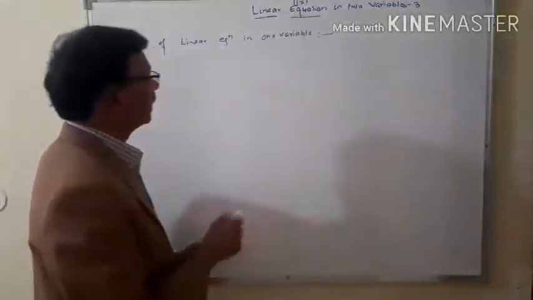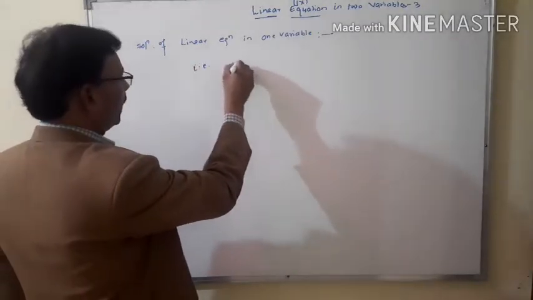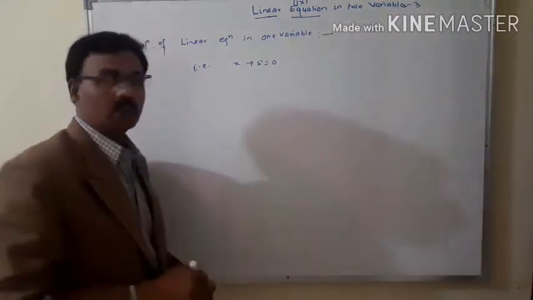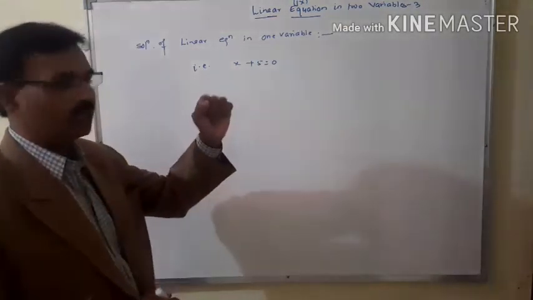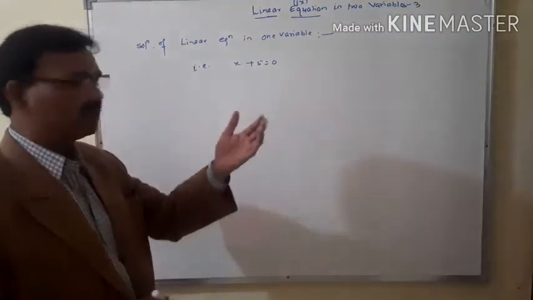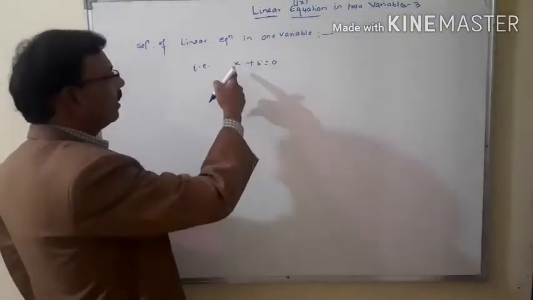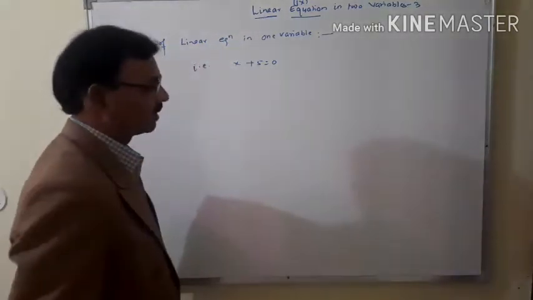Now suppose we take x plus 5 equal to 0. Now I want to find the solution of this equation. Solution means the value of the variable quantity contained in that equation. That means in this equation, what is the value of x? This will be the solution of the linear equation in one variable.